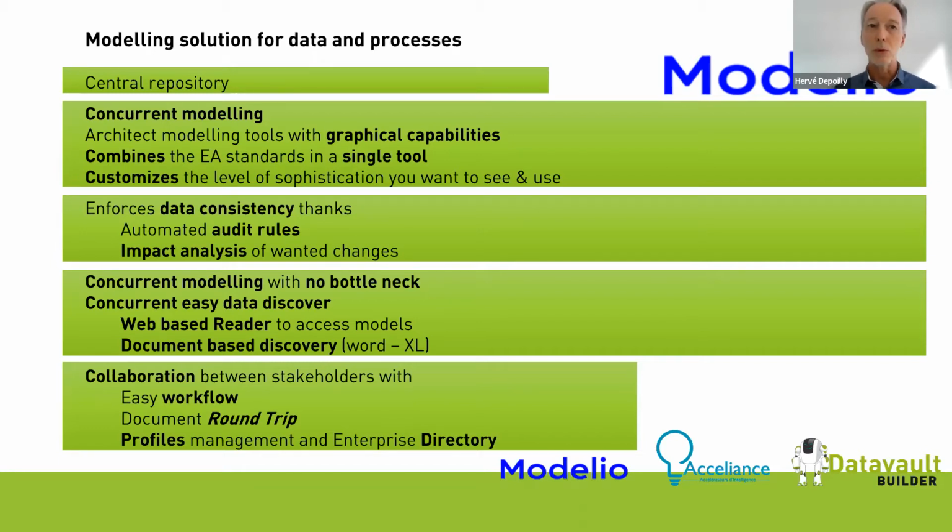The document round trip, maybe we can come back to that later. We generate the document from the models, but you can also update the Word document, and then we are able to extract the evolution and put it back in the model under the control of the architect, of course. And you have all the profile management and enterprise directory integration, like every enterprise solution. So this is a synthesis of the product Modelio. You will see some more concrete aspects just after.